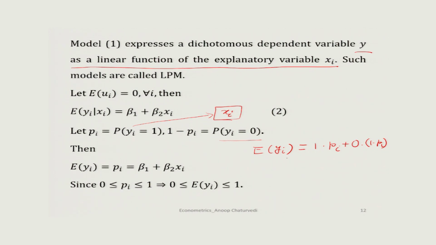In fact, yi is a Bernoulli random variable, which takes value 1 with probability pi and 0 with probability 1 minus pi. So, the expected value of yi is pi. This gives you pi equal to beta 1 plus beta 2 xi. Now, pi is the probability that yi equal to 1, and you know that the probability pi lies between 0 and 1. So, this implies that the expectation of yi lies between 0 and 1.